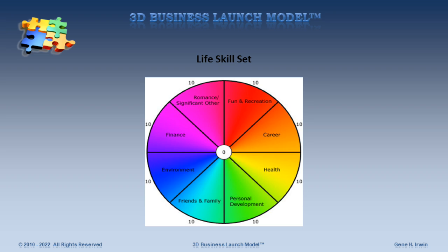Again, you'll notice in the life skill set, we have on the left finance, romance of significant other, fun and recreation, career development, health, personal development, friends and family, and environment. So these are areas that may or may not be very important to you. The more important they are, then you need to have goals that range from anywhere from the 7 to 10 range. And less important, you're probably in the 3 to 5 range. So these are areas that you can help grow as an individual.